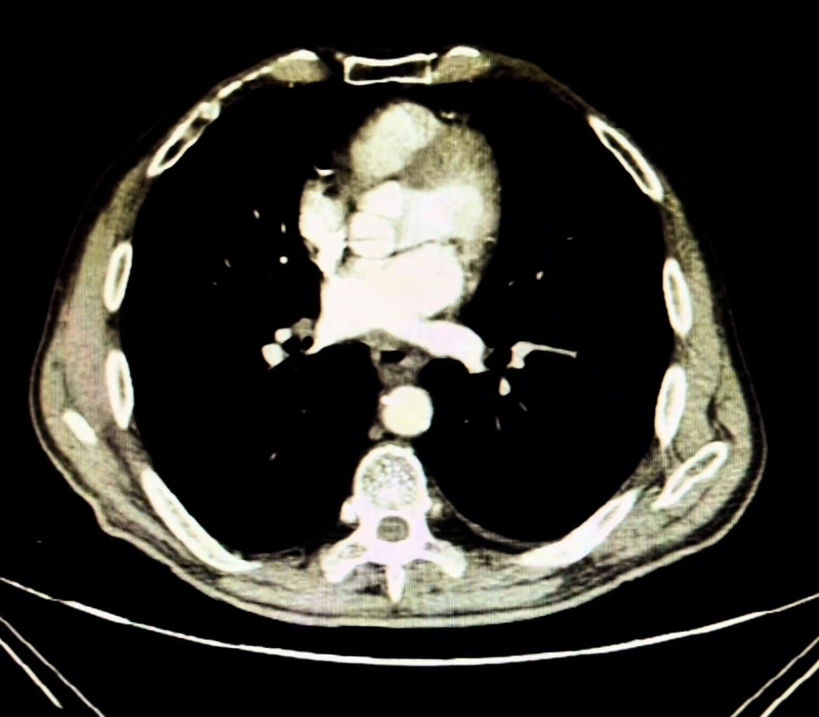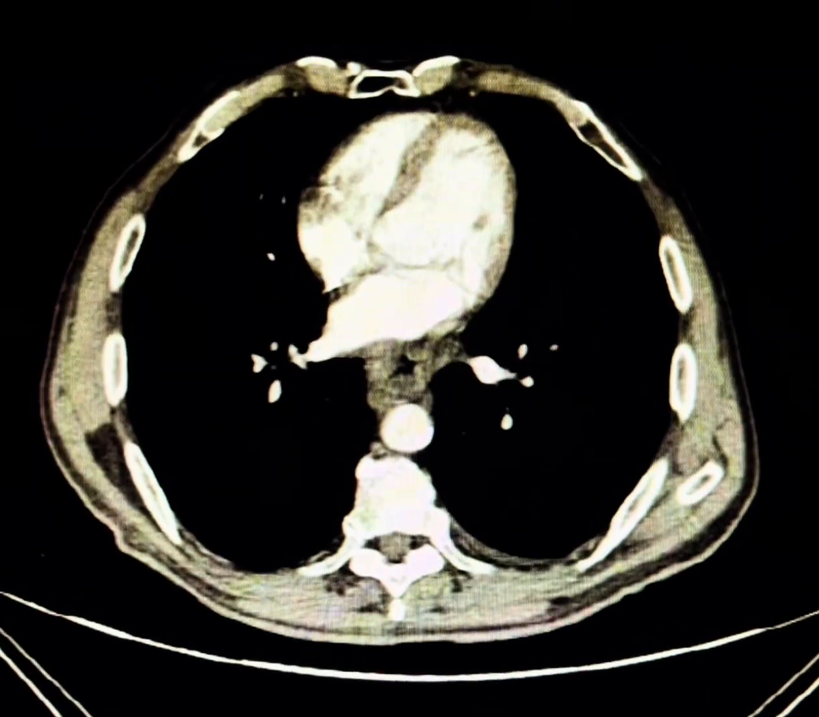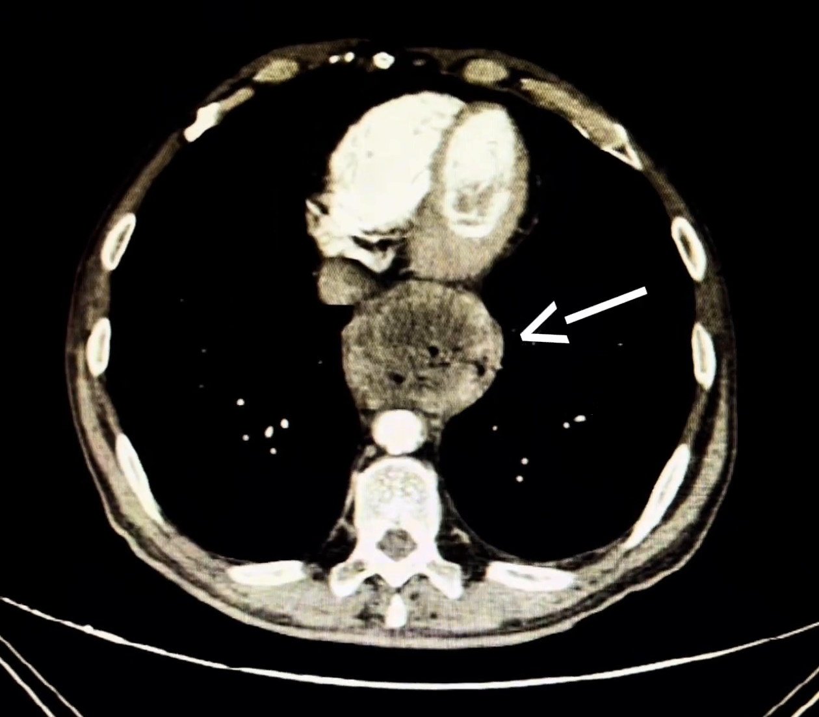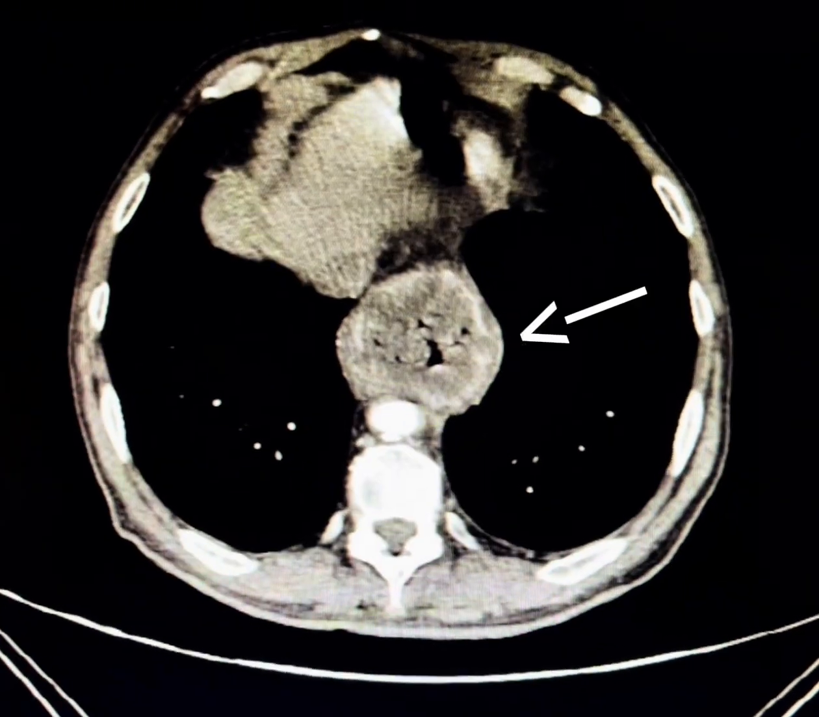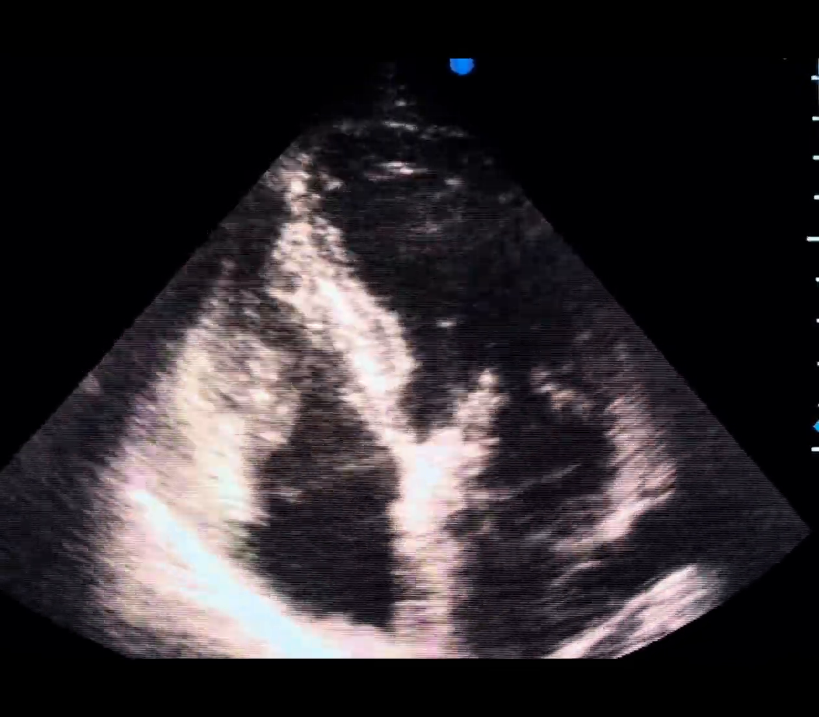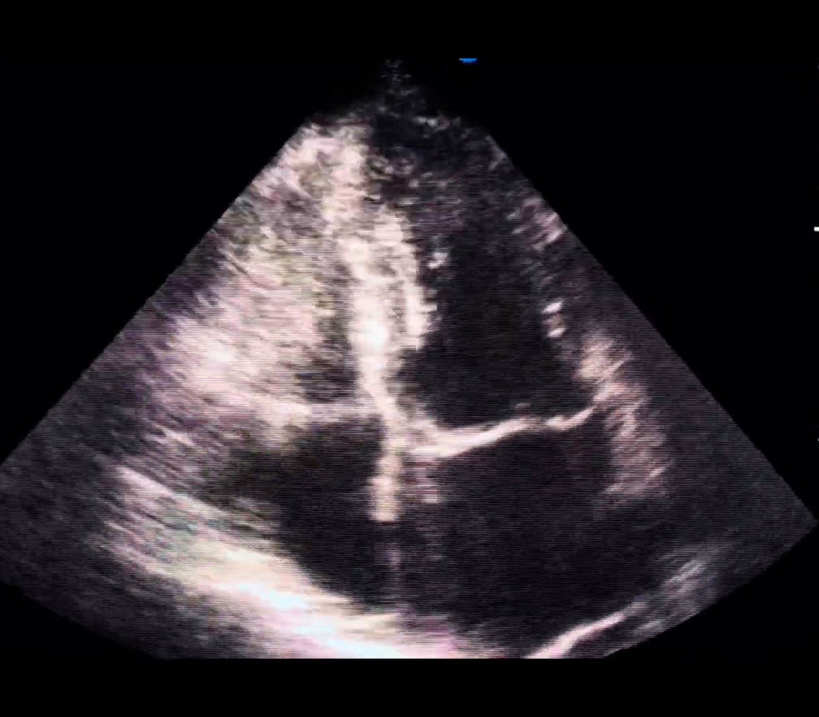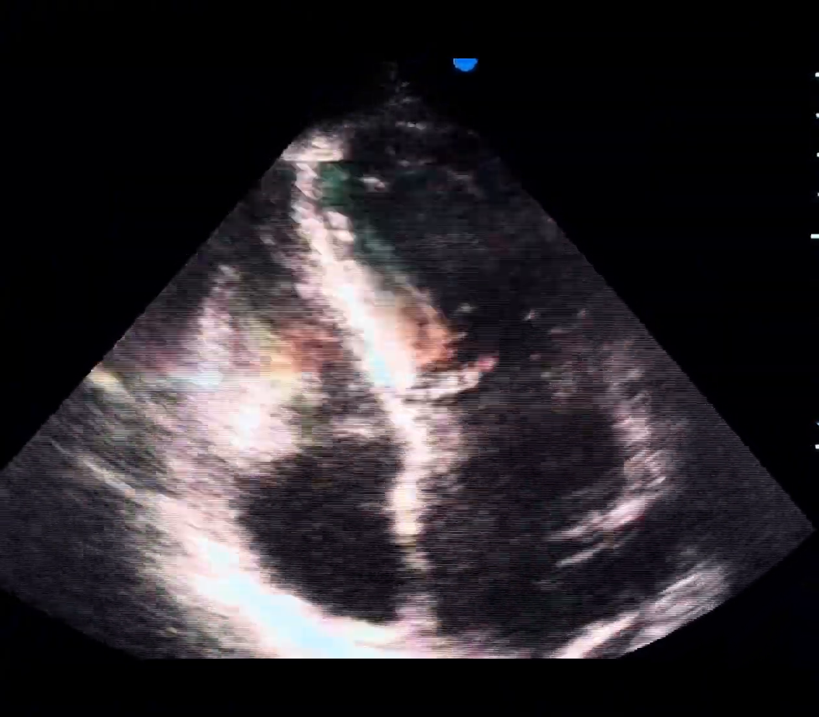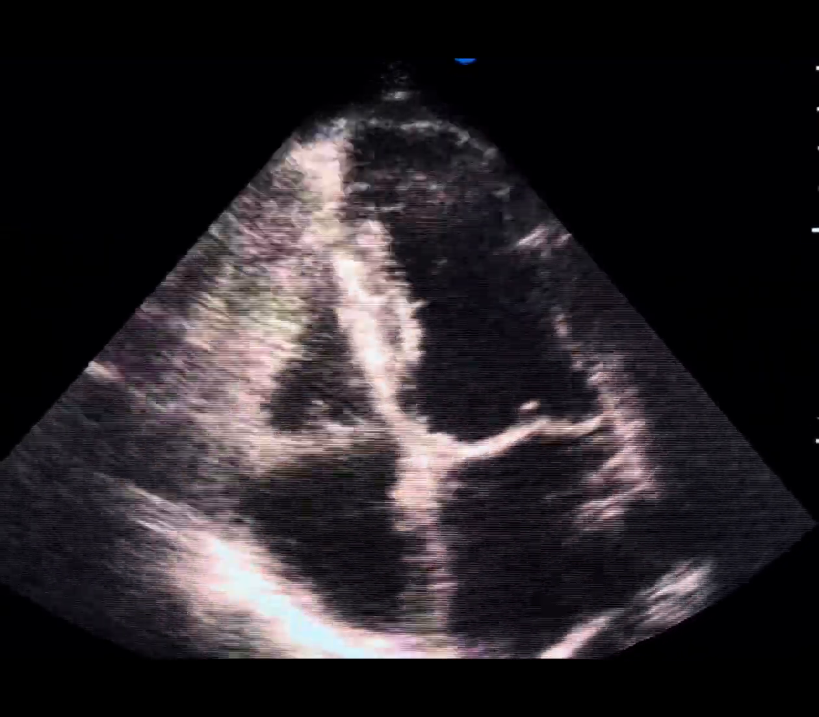Now let's look at this patient's CT scan. There is a large esophageal tumor that we saw inside the heart. Fortunately, the clue is simple. With a slight tilt or angulation of the probe, the apparent left atrial mass completely disappears.